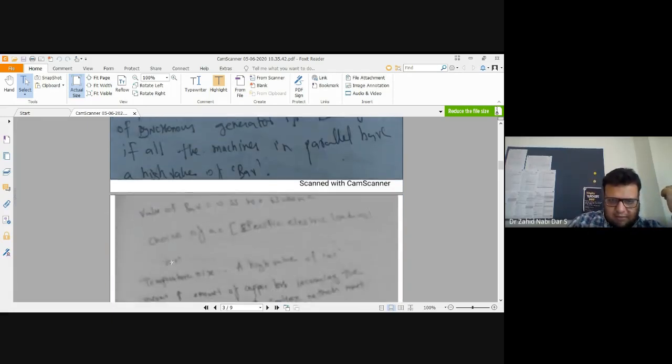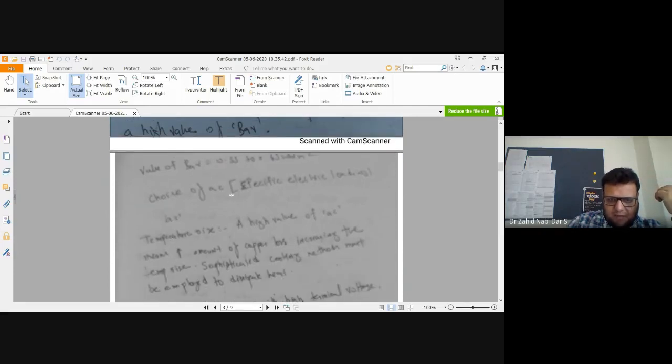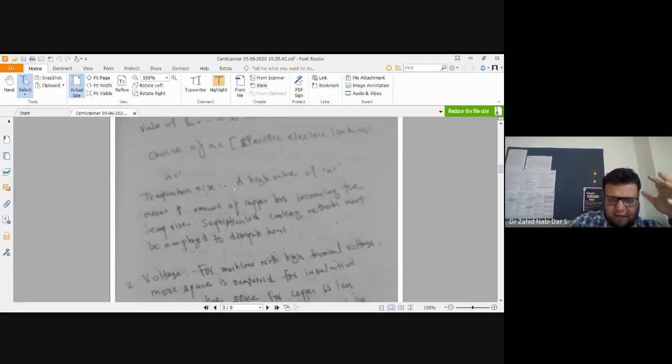Now let's go. Value of B average is equal to, see here, this is the range of B average. It depends upon this. Now the temperature rise: a high value of ampere conductors AC means an increase in the amount of copper loss, increasing the temperature rise. So if your copper loss, basically any form of loss, is a heating loss.